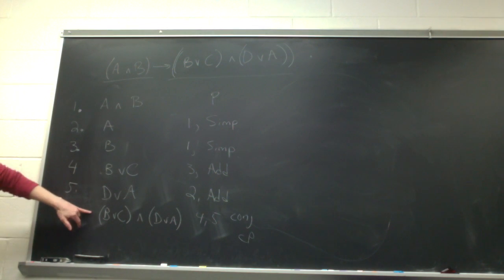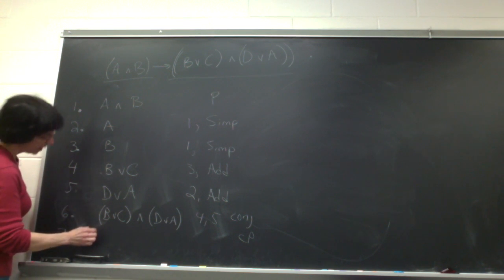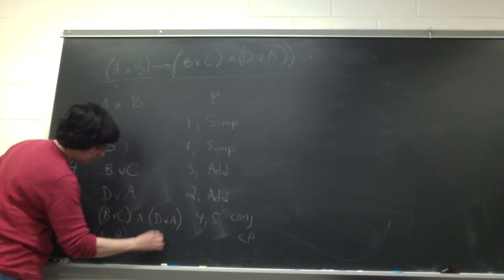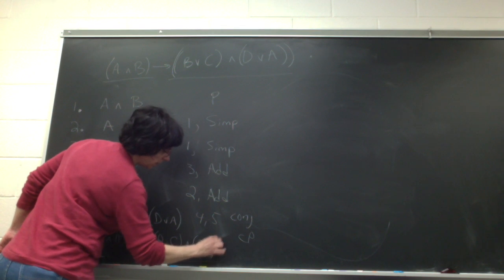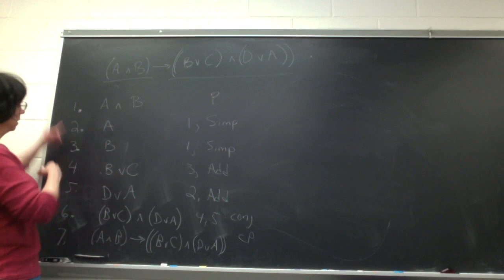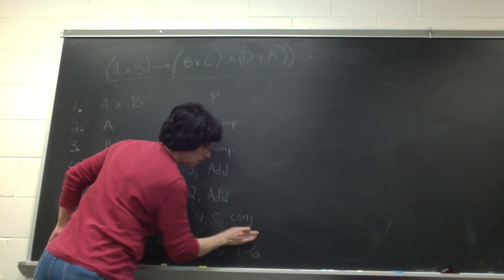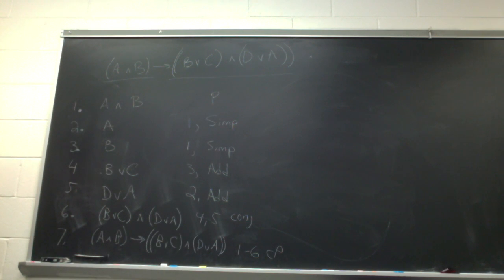And so now I've got the end, I've got the start. So here's my CP, right? I can say A and B implies B or C and D or A, based on 1 to 6 and CP, right? So there's a proof of that, but we didn't use IP, which was the whole point of our trying to use IP.